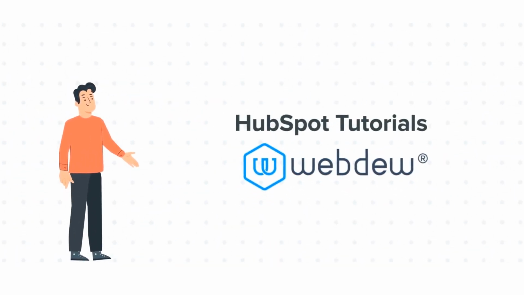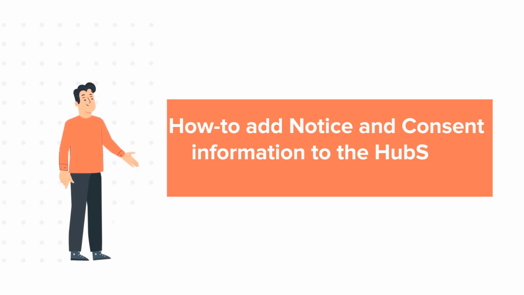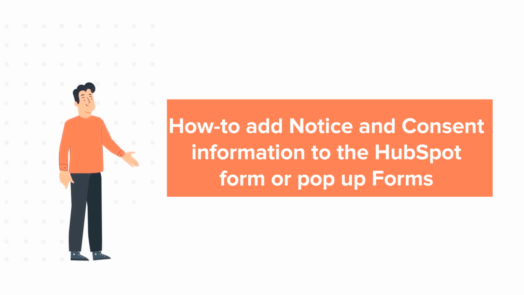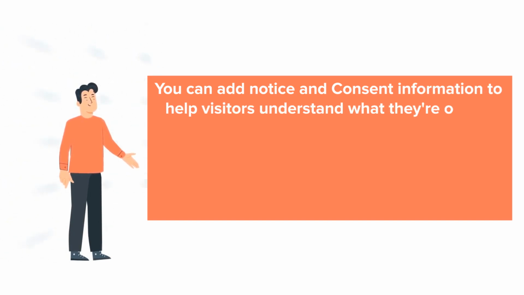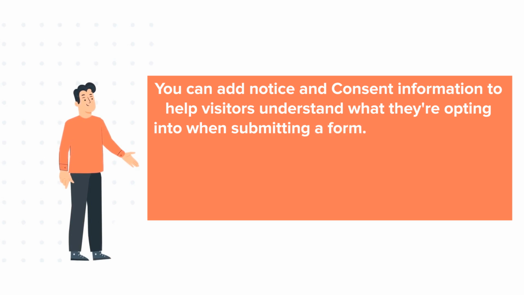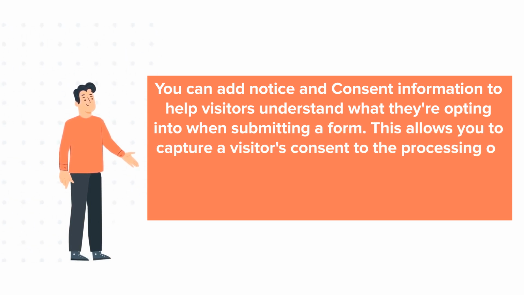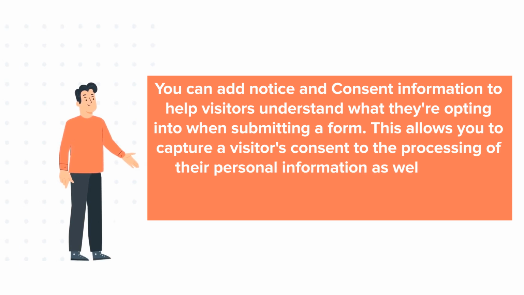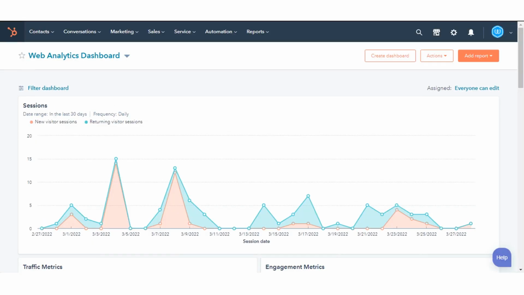This is Bob and our today's tutorial is about how to add notice and consent information to the HubSpot form or pop-up forms. You can add notice and consent information to help visitors understand what they are opting into when submitting a form. This allows you to capture a visitor's consent to the processing of their personal information as well as their consent to receive communication from your HubSpot account. Let's see how to do this.